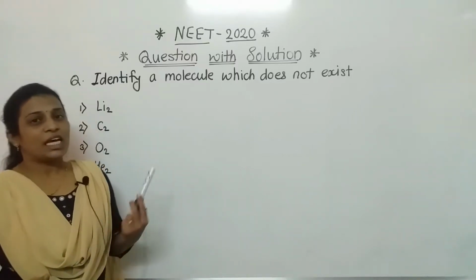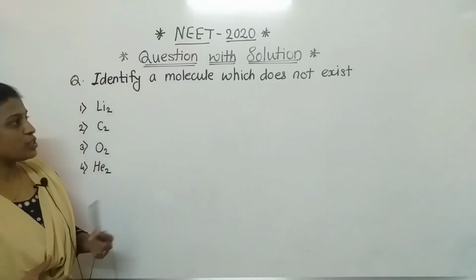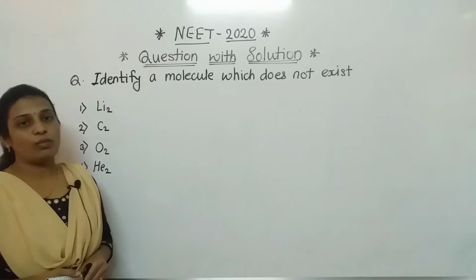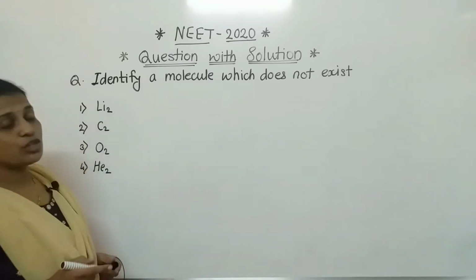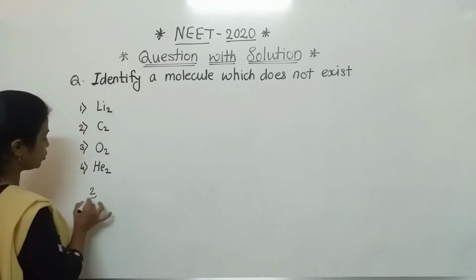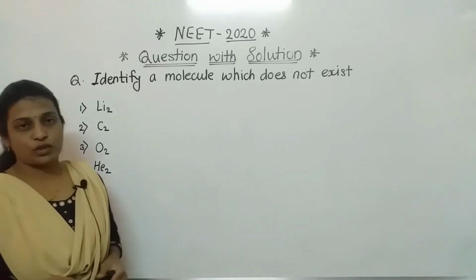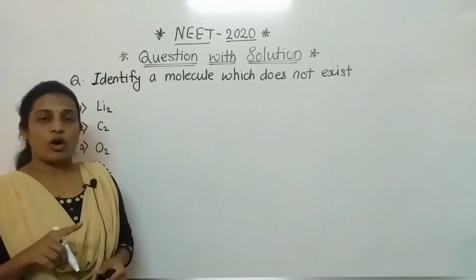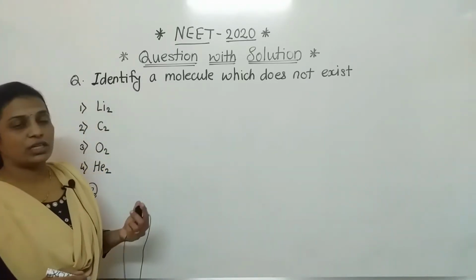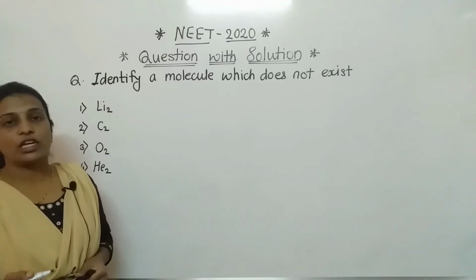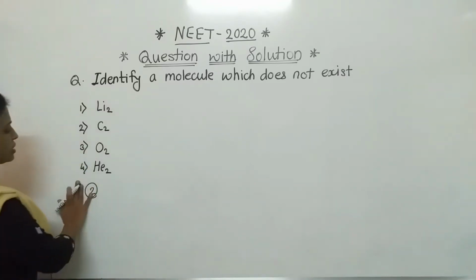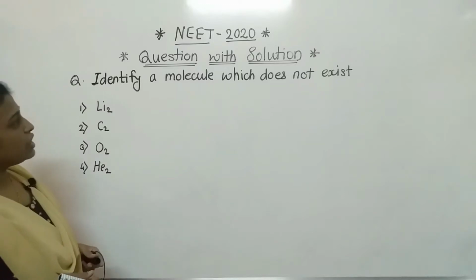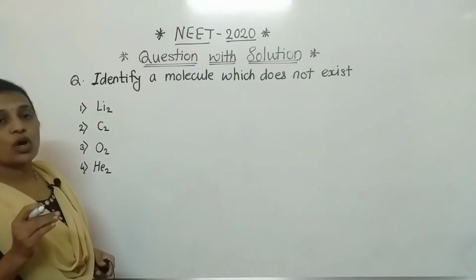Hello everyone. In question with solution, today's question is from the chemical bonding topic. Actually, in NEET 2020, there were two questions from this chemical bonding topic. One was on the dipole moment and the second question is on the MOT, molecular orbital theory. So if we consider this question, see here: identify a molecule which does not exist.